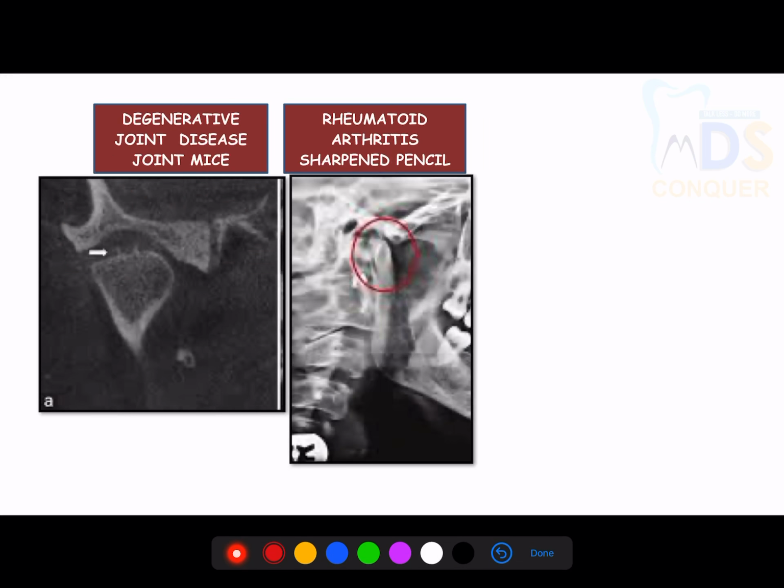Now coming to the degenerative disease. Here the joint mice, this is because osteophytes float in the space of the joint, in the joint space, which gives a joint mice appearance. So joint mice appearance is seen in degenerative joint disease. And if you take the pencil shaped condyle, pencil shaped condyle is seen in rheumatoid arthritis. Remember, degenerative joint disease shows joint mice appearance, whereas rheumatoid arthritis shows a sharpened pencil appearance.